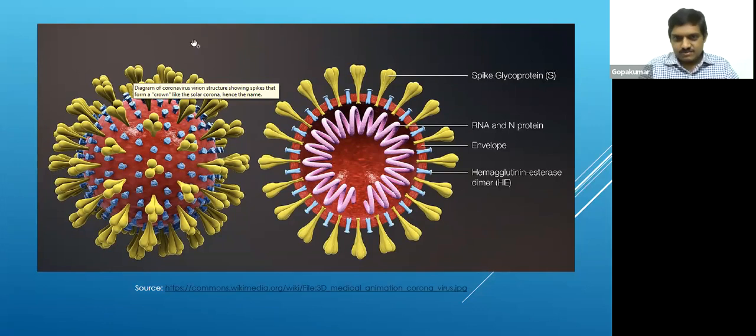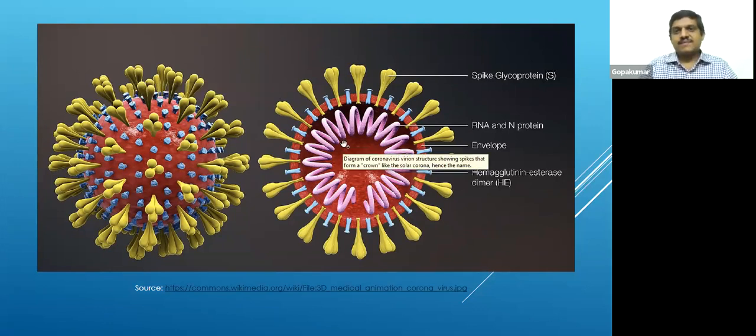And the right one is a cross section, where you can see the spike protein or S proteins, and inside you can see the viral genome. Here it is an RNA genome. So you can see that RNA and N protein. So that is the genome.